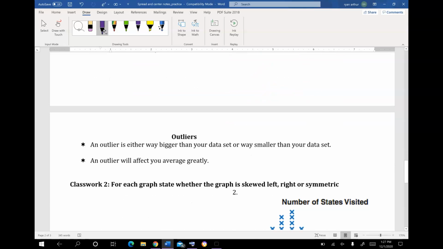Okay? So that brings us into outliers. An outlier is either way bigger than your data set or way smaller than your data set. So like if you had a data set of 2, 3, 4, 5, 30, 9, and 10, 30 is an outlier, okay? And it's going to skew your data to the right. Okay, it's going to pull it closer to that 30. An outlier will affect your average greatly, which is your mean.